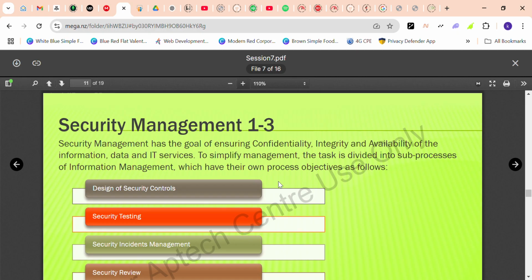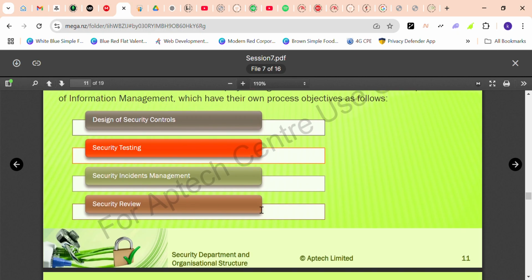And then we also have security review. After the implementation, you have to review what you have done to see whether it is going to achieve the purpose and goal that was laid out, the real goal behind everything, the reason why you want to do that.